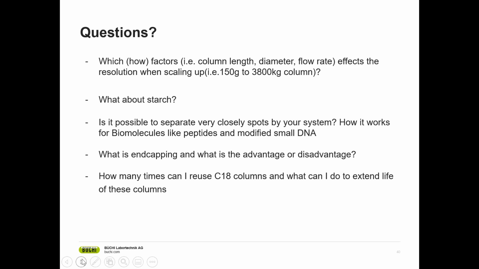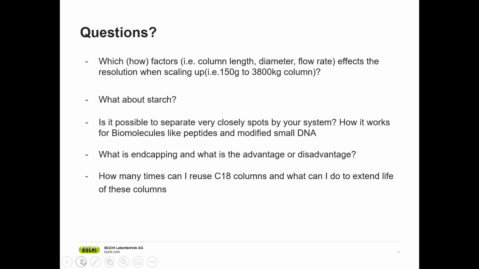And that means the advantage of end capped substances is the surface is more unpolar, which gives better separation in many cases, because you don't have any sticking of compounds on the surface.